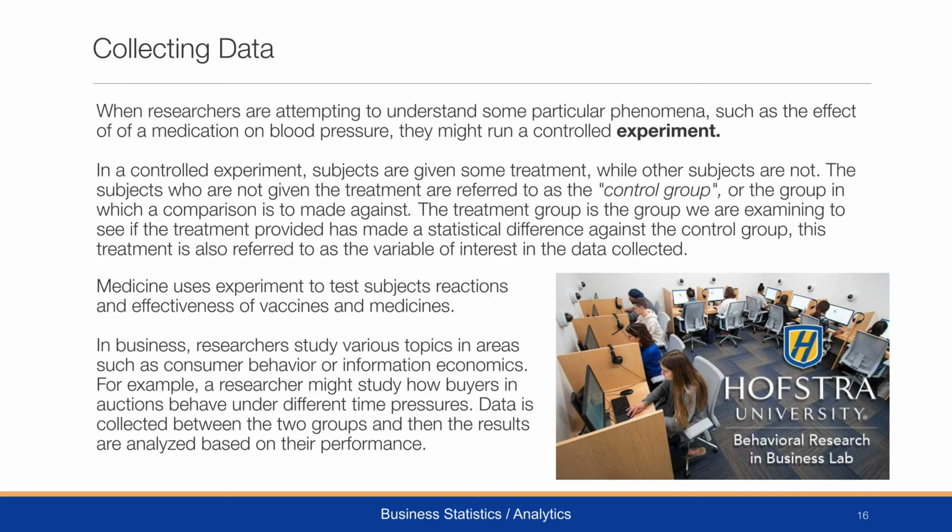When researchers are attempting to understand some particular phenomena, such as the effect of a medication on blood pressure, they might run a controlled experiment. In a controlled experiment, subjects are given some treatment while other subjects are not. The subjects who are not given the treatment are referred to as the control group, or the group against which a comparison is to be made. The treatment group is the group that we are examining to see if the treatment has provided a statistical difference against the control group. This treatment is also referred to as the variable of interest in the data collected.